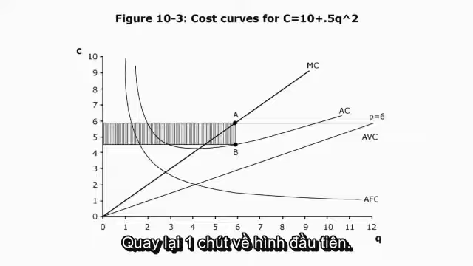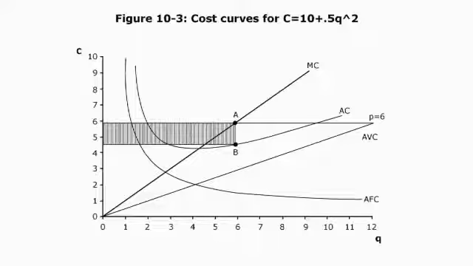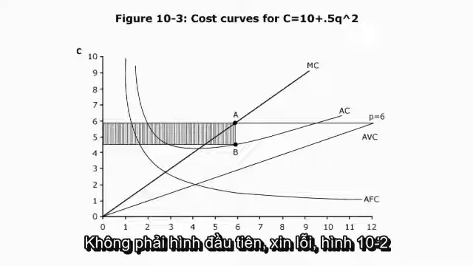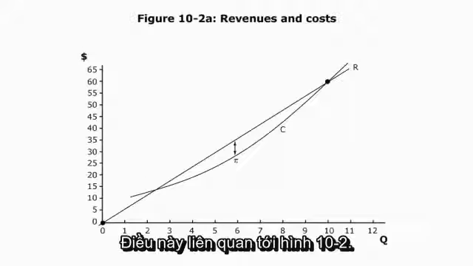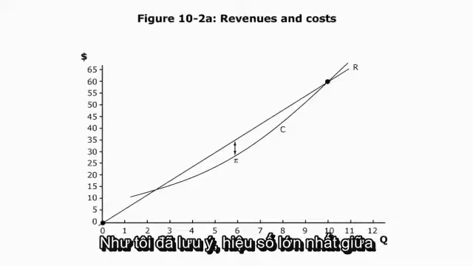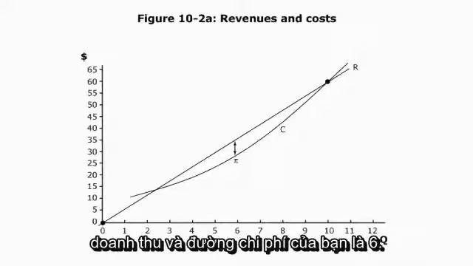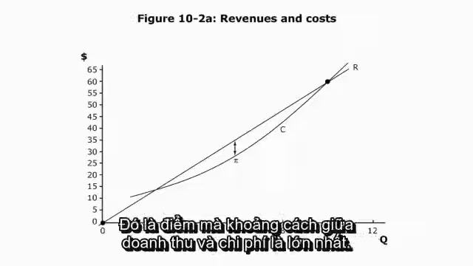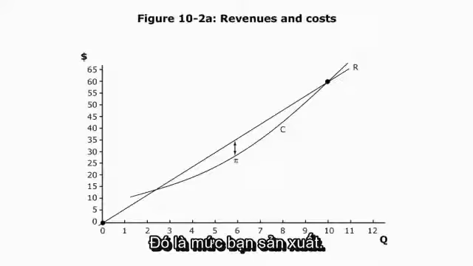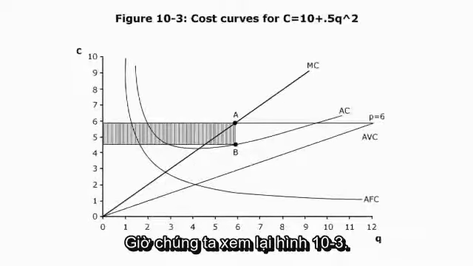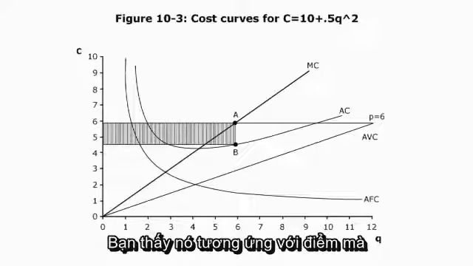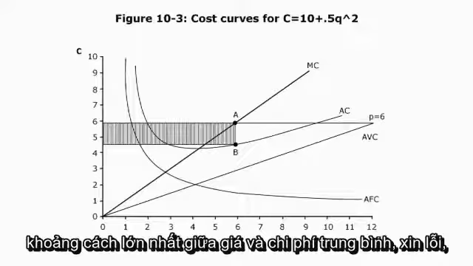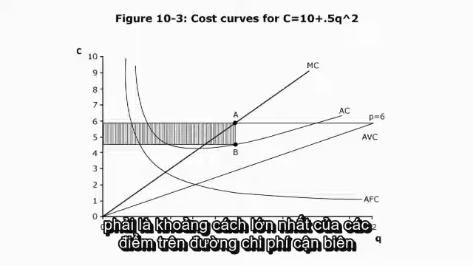Flip back for a second to the second figure, 10.2. This relates back to 10.2. As I noted, the largest difference between your revenue and your cost curve was at 6 units. That's where the gap is largest between revenue and cost. That's where you produce. Now we flip forward again to figure 10.3. You see that corresponds to the point of the largest gap between price and average cost. The largest gap between price and average cost is at the points on the marginal cost curve.